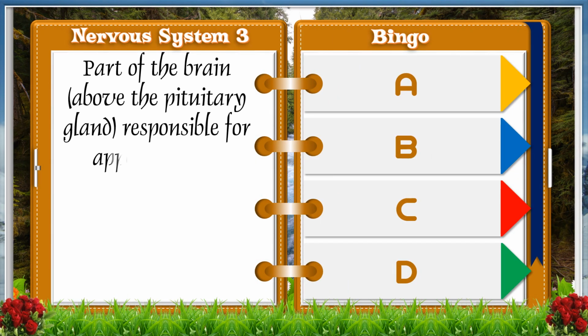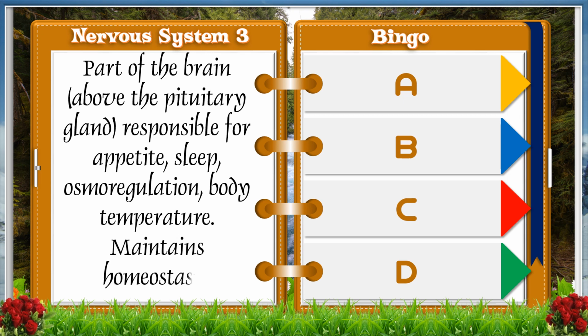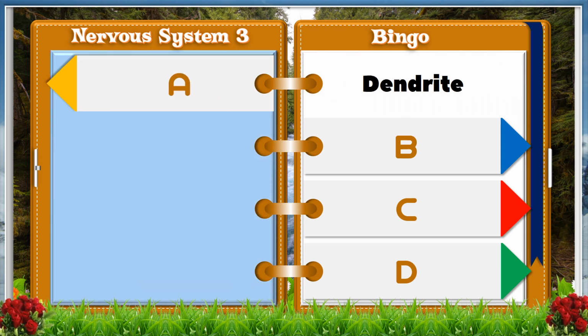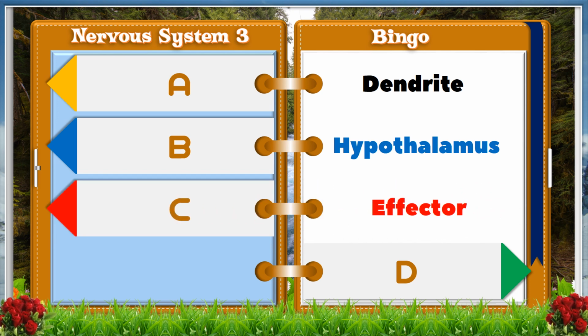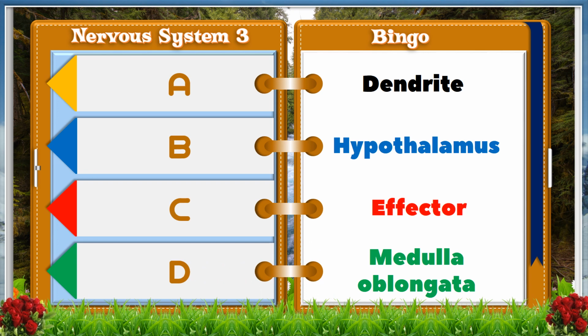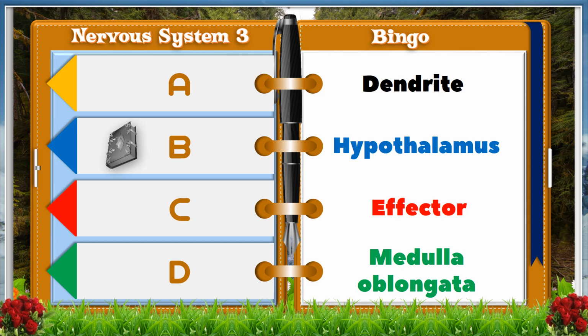Part of the brain above the pituitary gland, responsible for appetite, sleep, osmoregulation, body temperature, maintains homeostasis. A. Dendrite. B. Hypothalamus. C. Effector. D. Medulla oblongata. And the answer is B. Hypothalamus.